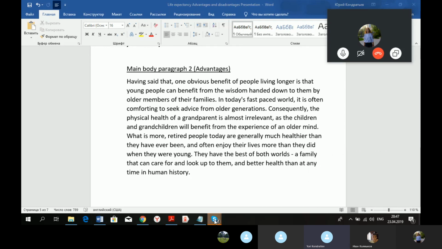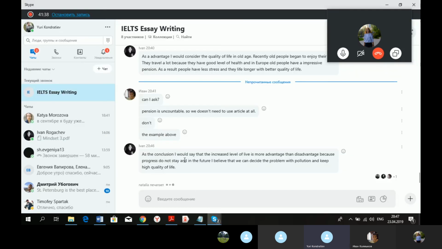Okay. So Ivan's variant. There is a set expression in conclusion or to conclude, and you need to put a comma after that. I would say that the increased level of life with an F, is more advantage than disadvantage. No, it just doesn't make sense grammatically. Has more advantages than disadvantages, because progress does not stay. Well, it doesn't sound very nice.